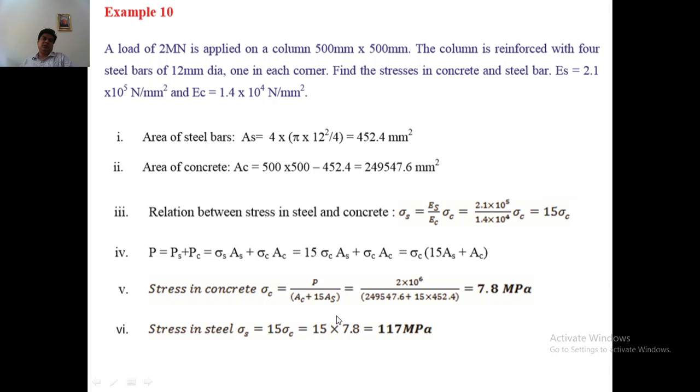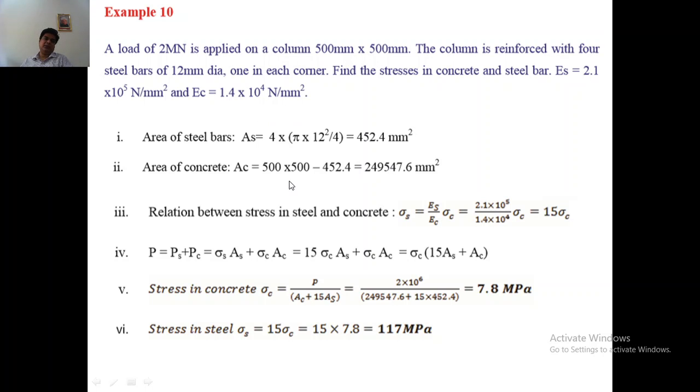Concrete and steel, when mixed together, become a composite structure or compound bar, or simply a column. In simple words, we call it a column. It is RCC: the concrete is reinforced with steel bars. There are 4 steel bars, each with its cross-sectional area, multiplied by 4, and the remaining area will be concrete. This square area minus these areas gives the area of the concrete.